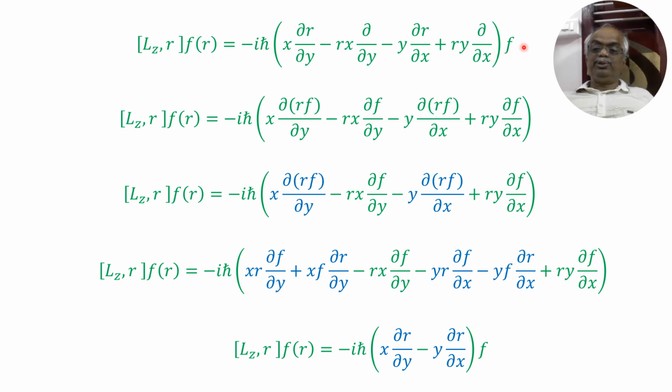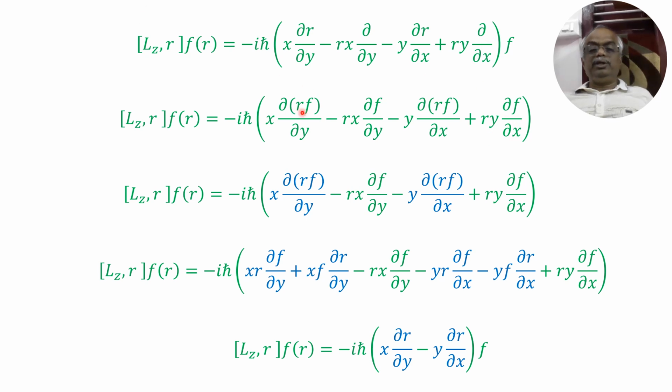What I'm going to do is bring f inside. So the first term will become delta r f over delta y. Then here delta f over delta y. And here minus y delta r f, this f will come here over delta x. Same thing, the fourth term, r y delta f over delta x.